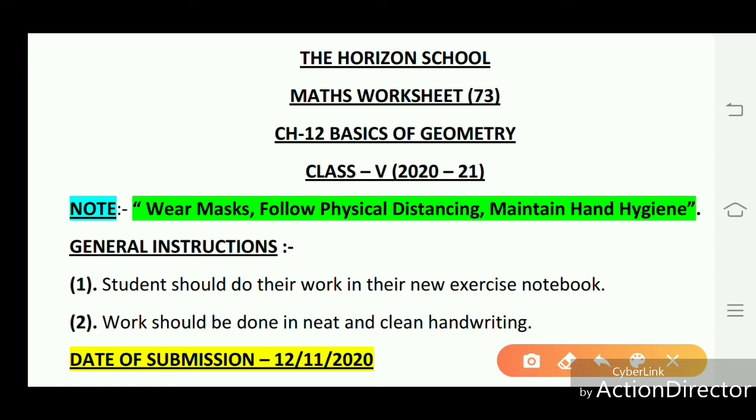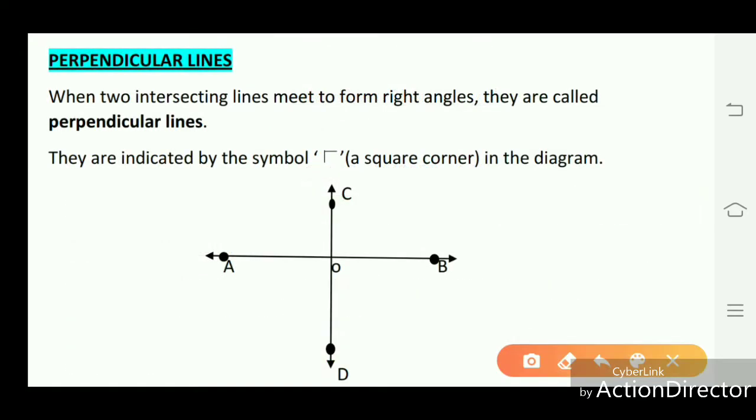Dear students, in this exercise we will learn about parallel lines, intersecting lines and perpendicular lines. And here we will solve some examples related to these three types of lines. Perpendicular lines: when two intersecting lines meet to form right angles, they are called perpendicular lines. They are indicated by a symbol like a square corner in a diagram, like this diagram.